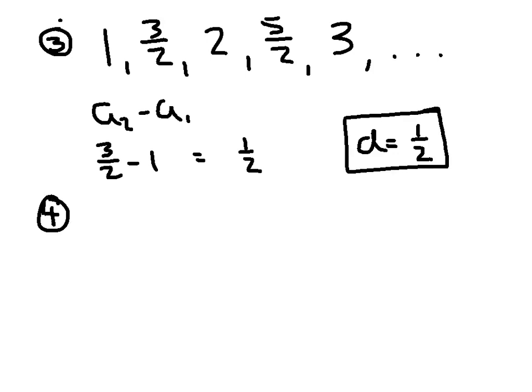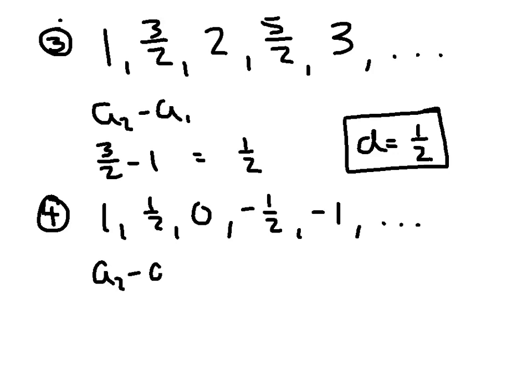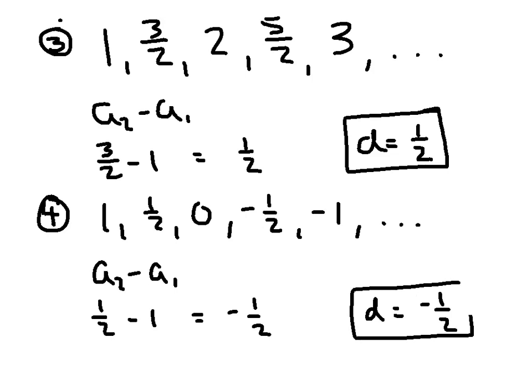Now compare that to this sequence. What if I said 1, 1/2, 0, -1/2, -1? Another sequence that looks kind of similar. In this particular situation, if I did the second term minus the first term, I'd get 1/2 minus 1, with an answer of -1/2. So in that case, the common difference would be -1/2, and it's very important that we get the correct sign in front of that number.